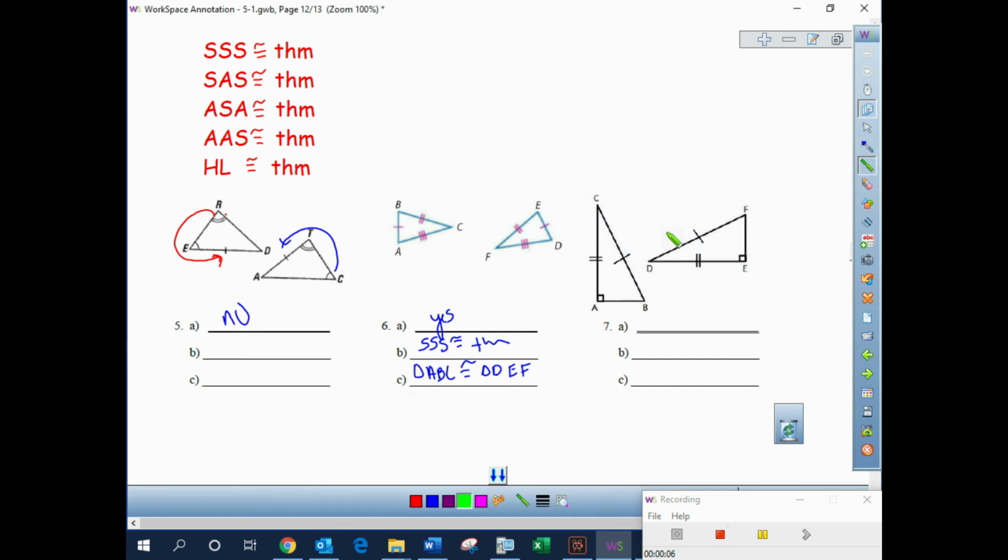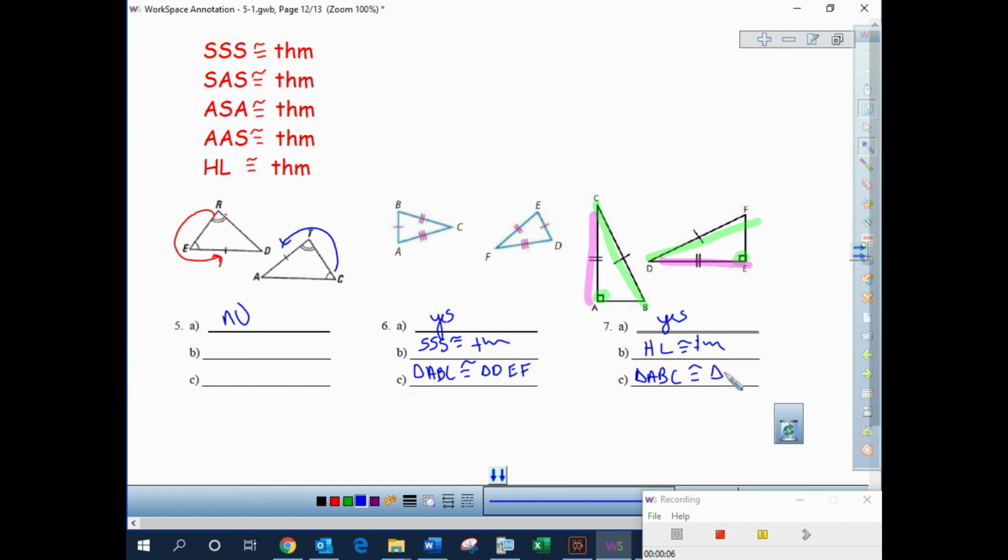Same thing with angle, angle, side. But how about hypotenuse leg? Do we have a right triangle? Yes. We got tick marks on the hypotenuse? Yes. We got tick marks on a side? Yes. So this is congruent by hypotenuse leg congruence theorem. And then we'll call this dude triangle ABC. And that's congruent to triangle, A is the right angle, so he goes with an E. And B is where 1 tick mark and no tick marks come together, so that goes with F. C is the only other letter. So cool.